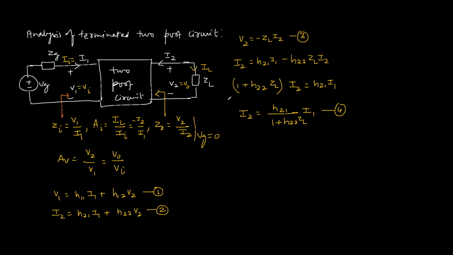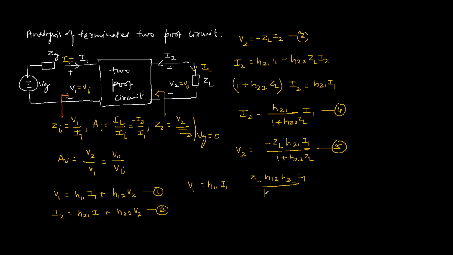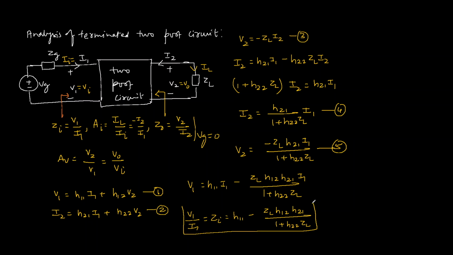So again we can write this V2 in terms of I1 if we replace I2 from equation 4 into 3. So V2 is negative ZL H21 I1 over 1 plus H22 ZL. Now replacing this V2 from equation 5 to equation 1, this will give V1 equal to H11 I1 minus ZL H12 H21 I1 over 1 plus H22 ZL. So V1 over I1 is the input impedance and it is equal to H11 minus ZL H12 H21 over 1 plus H22 ZL. This is the expression for input impedance.